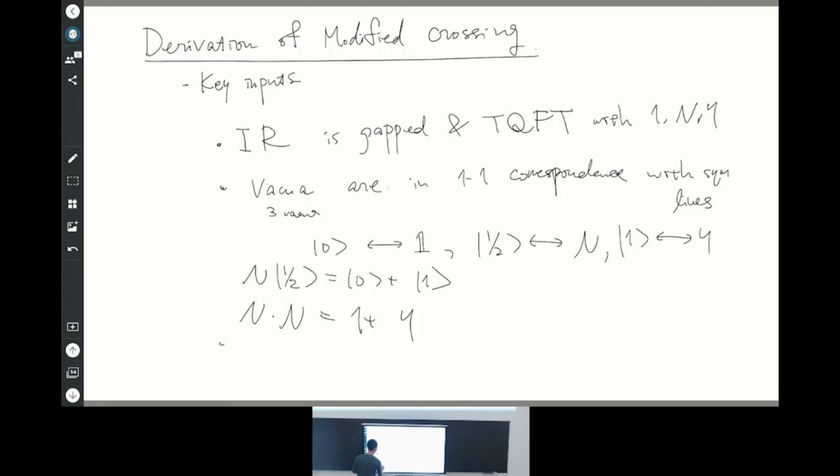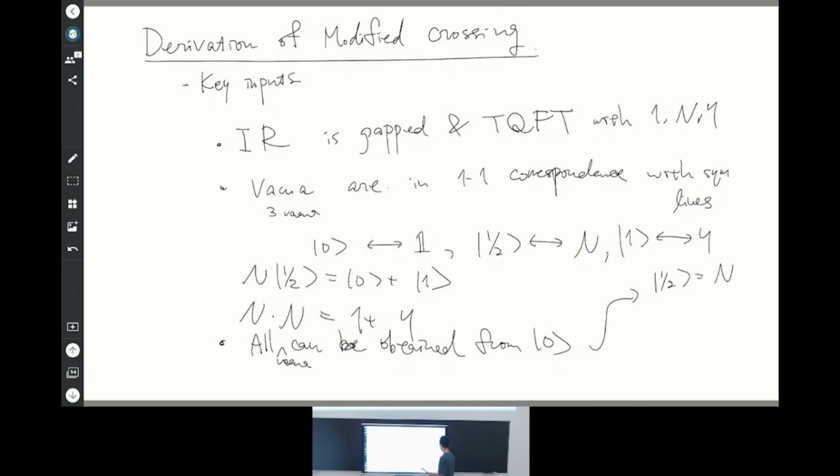And furthermore, because of this property, all vacua can be obtained from some special vacuum 0, by which I mean that, for example, the 1/2 vacuum, you can get it by acting with the n line, and then the 1 vacuum, you can get it from the 0 line. Okay? Yes, exactly. So the vacua are in some sense a joint representation.